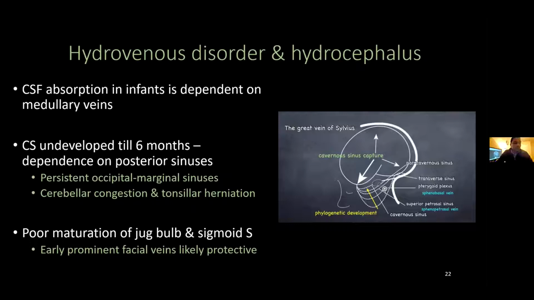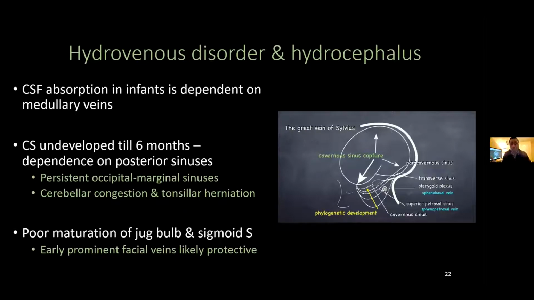So these children with time also develop what is known as hydrovenous disorder, because in the infants, the CSF absorption is dependent on the medullary veins, and all these veins are congested. They are not able to flow out because they are arterialized by the vein of Galen malformation. The cavernous sinus is unable to do its job until about 6 months. So the whole brain is dependent on the posterior sinuses, but the posterior sinuses are arterialized. So how does the brain flow? So there is this hydrovenous disorder which is set up.